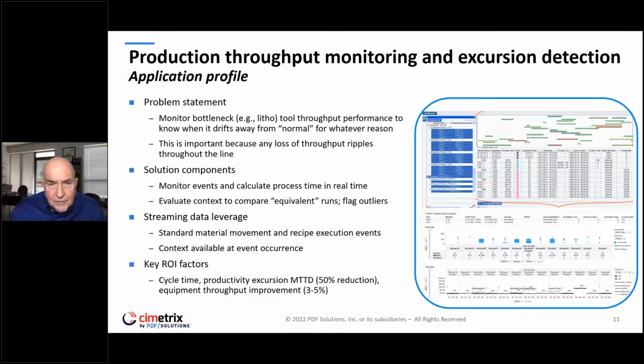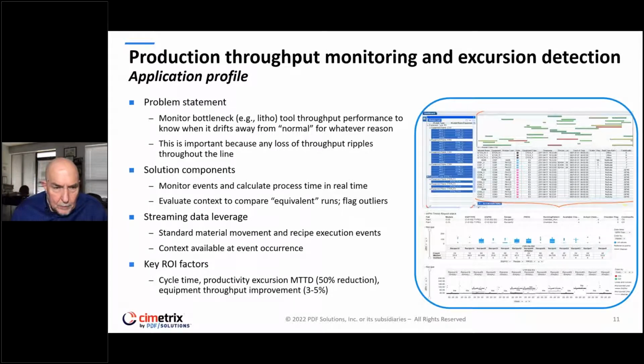The problem statement here is that as you're in production, if you have the production rate of especially a bottleneck tool like a litho track or scanner, if that throughput degrades and drifts away from its normal rate for whatever reason, you may not know it quickly, and whenever you lose productivity on a bottleneck tool, you cannot recover it. That impact ripples throughout the line, and so especially for that class of equipment, it's really important to know when that performance degrades. And again, there can be any number of reasons for that, but it's important to know.